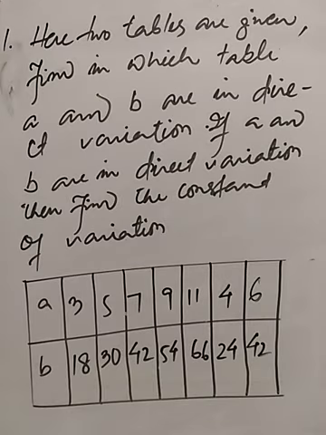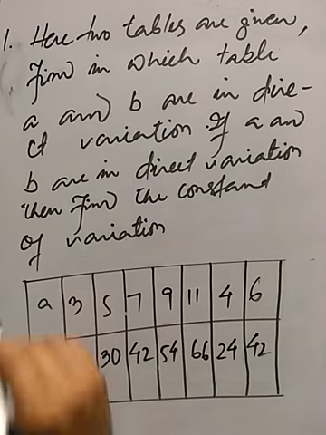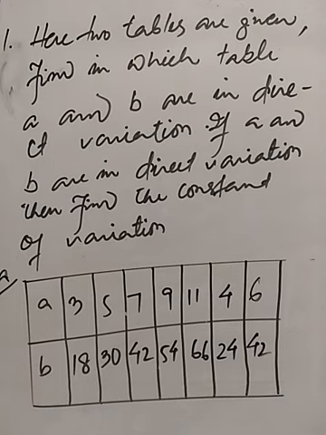Here is a question. I'll read the question for you. Two tables are given below. They give us two tables, but I'm writing the first one only as of now. Find in which table A and B are in direct variation. If A and B are in direct variation, then find the constant of variation. First we have to identify in which table A and B are in direct variation. The question is asking about direct variation.